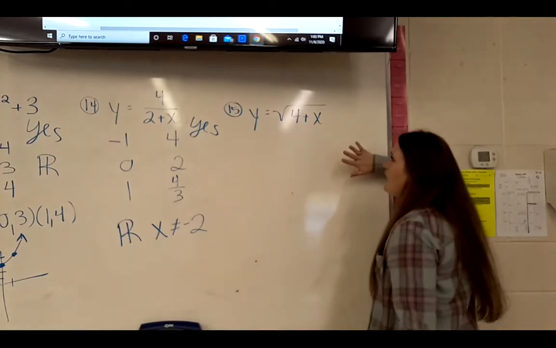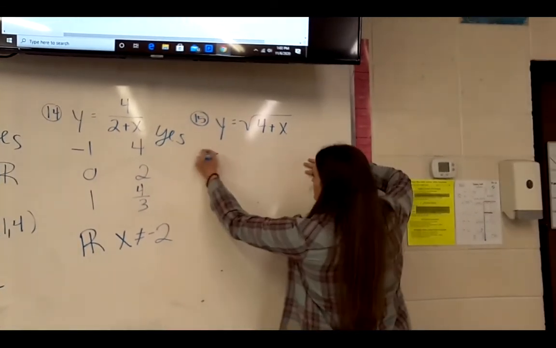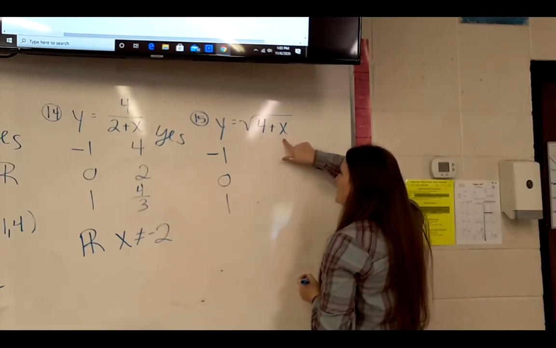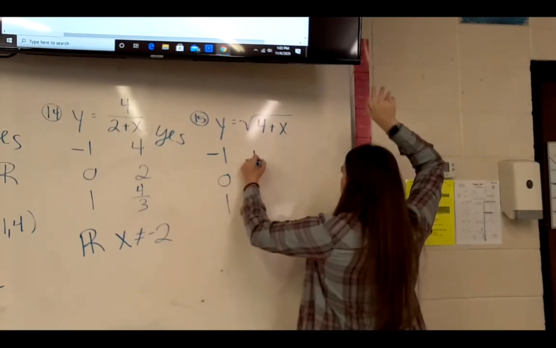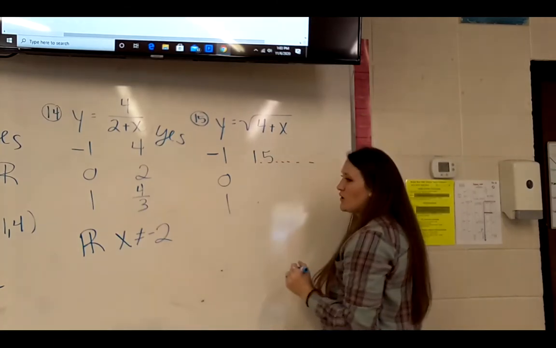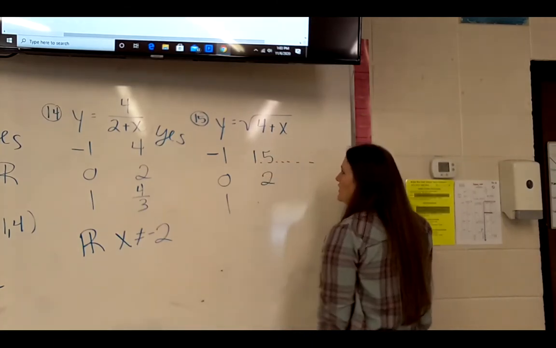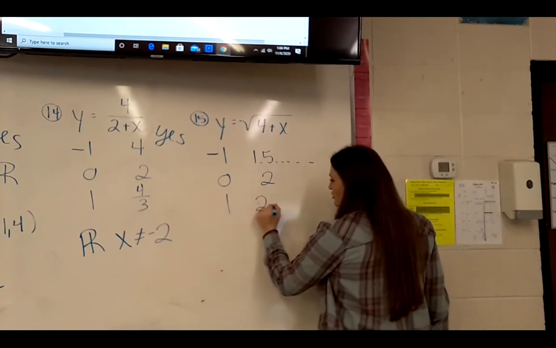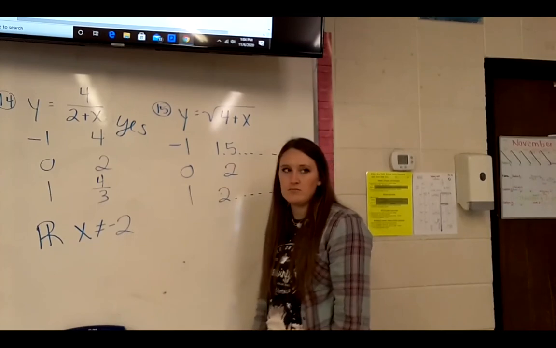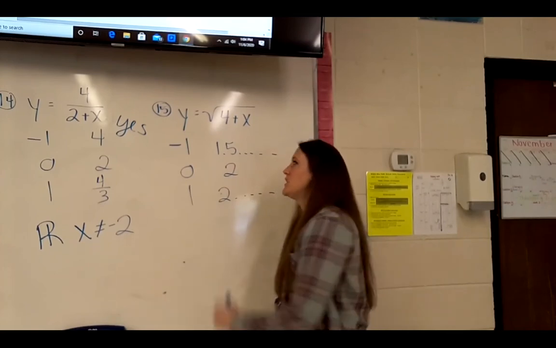So, on 15, last one, if we plug some numbers in, if I plug in -1, 4 plus -1 is 3. Square root of 3 is like 1.5-ish. If I plug 0 in, that's the square root of 4, which is 2. 1 is 5. Square root of 5 is 2 point something-ish. Okay, so is it a function? Yes, it is.